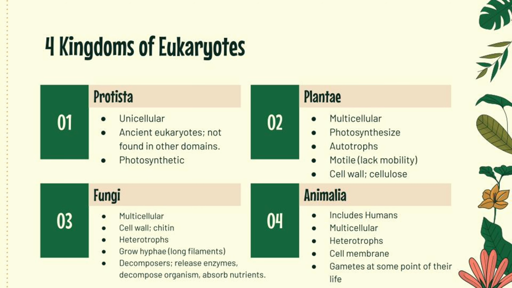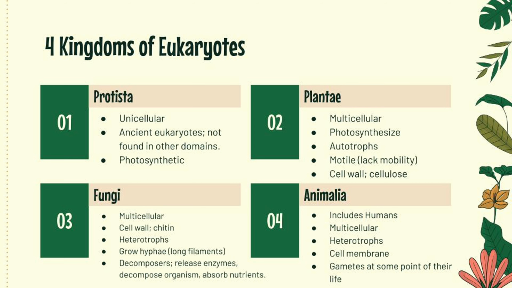So Protista is basically unicellular. Most of them are ancient eukaryotes, so they're not found in other domains, and they're photosynthetic. Plantae are multicellular, so they're basically plants. And they photosynthesize, they're autotrophs, meaning they make their own food, they lack mobility, and they have a cell wall made of cellulose.